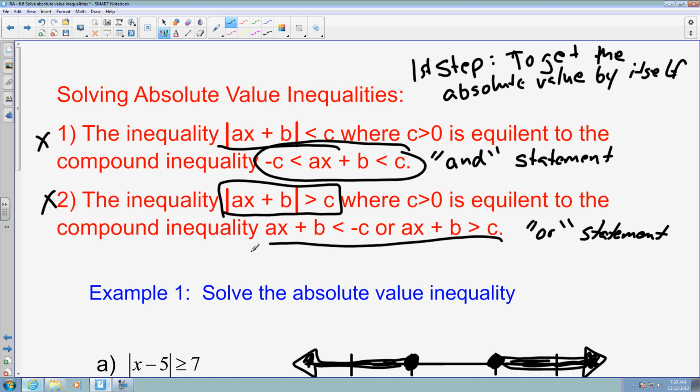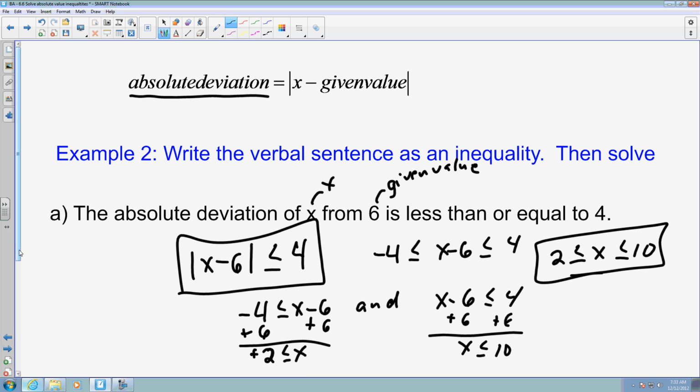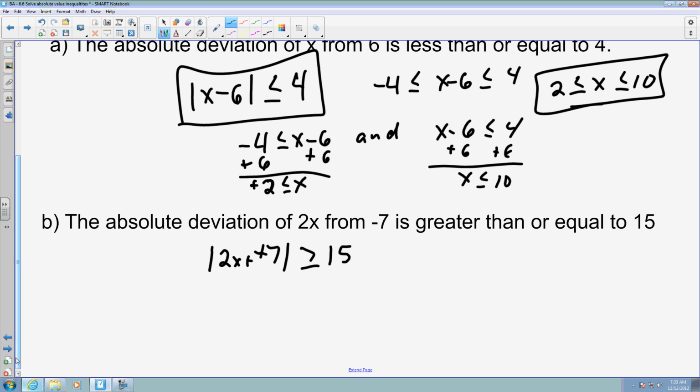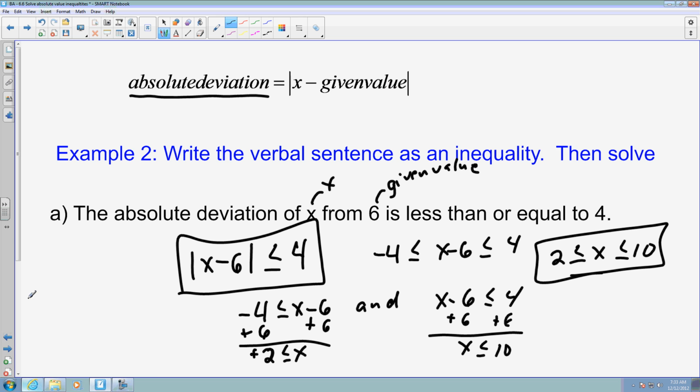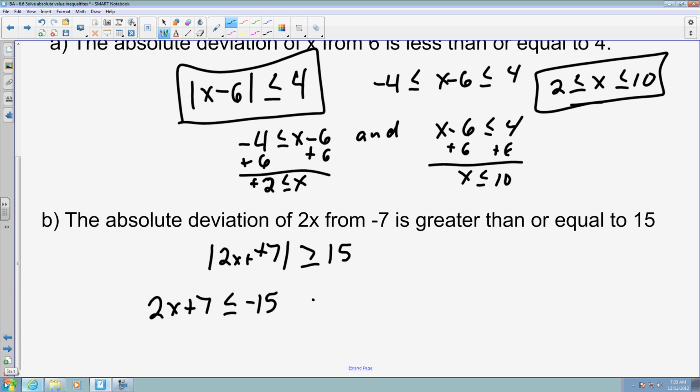And if I were to go back to here, it looks a lot like an OR statement. So that means that I can rewrite this as 2x plus 7 is less than or equal to -15. Let's see if that's correct. Yes. And or 2x plus 7 is greater than or equal to 15.